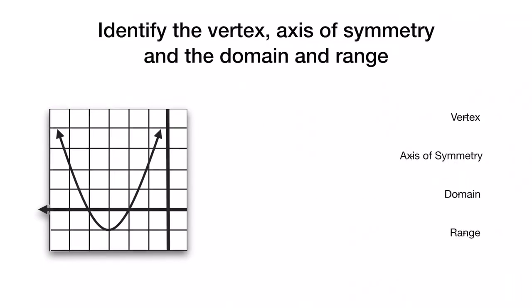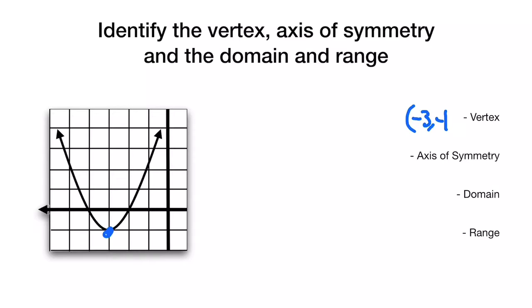Let's try another. Here we go. Our vertex right here is at negative 3, negative 1. The axis of symmetry is going to be at x equals negative 3. The domain is once again going to be negative infinity to positive infinity. And the range in this case would be it starts at negative 1 and goes up forever, meaning infinity. If it had been a negative graph, in other words, one pointing down, we would have gone from negative infinity to negative 1.